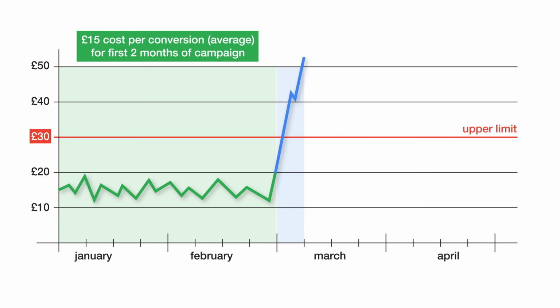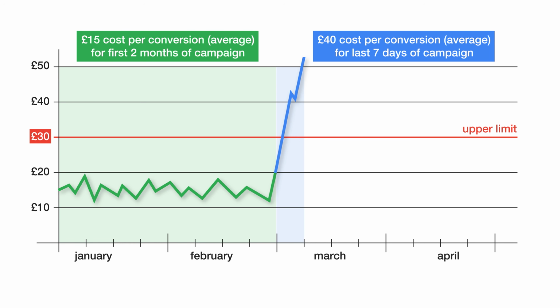And it could have been an average of £40 for the last, say, 5 days, 7 days, and that's no longer profitable for your business. You don't want to keep scaling. But if it's been an average of £40 for the last 7 days, but an average of £15 for the last 2 months, you're going to keep scaling. Even though your results right now aren't great, you're going to keep spending more and more and more if you have that all-time time frame.